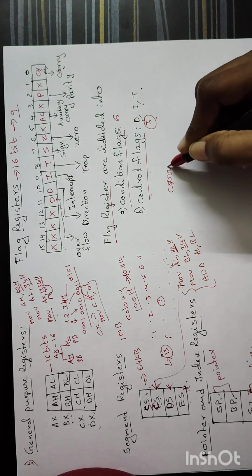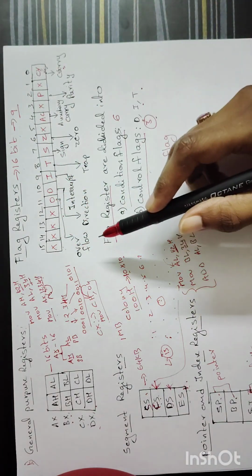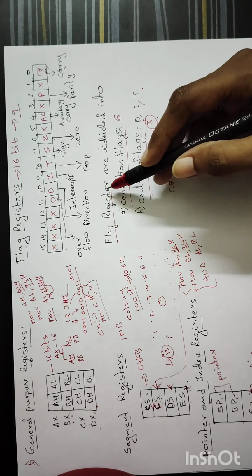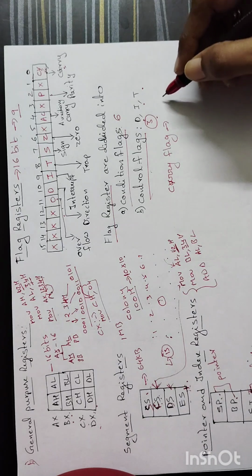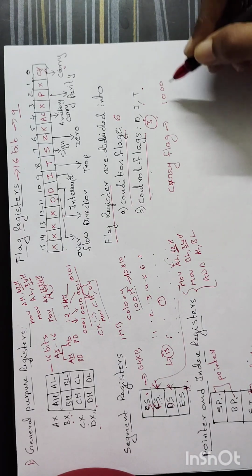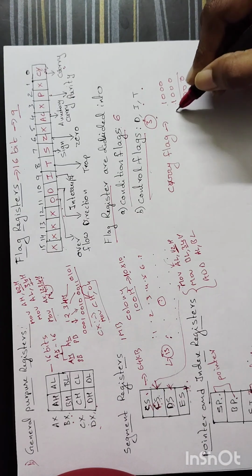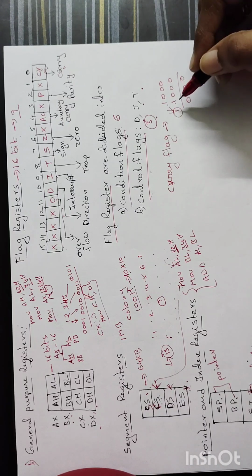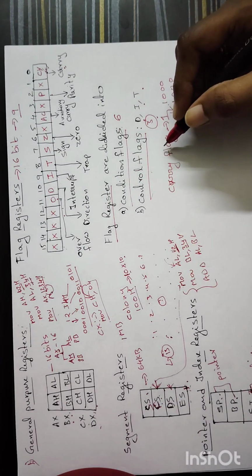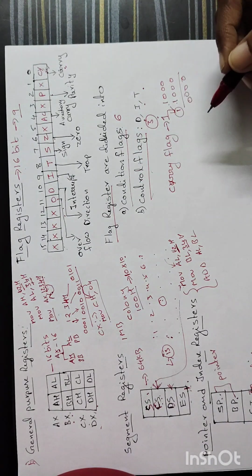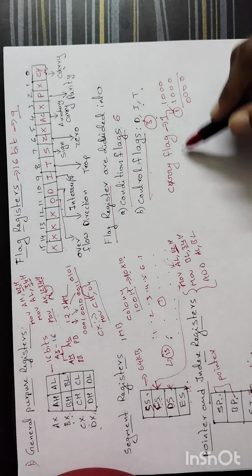The carry flag depends on the output of the arithmetic and logical unit. For example, if the output of the ALU generates a carry, like 1000 and 1000, if you add these two, 1 plus 1 is 10, there is a carry. If this carry is generated, this flag is set. First of all, what is a flag? A flag stores a single bit of data, either 0 or 1. A register stores a group of bits. So that is the carry flag.